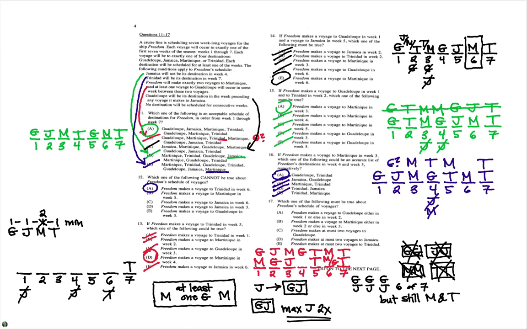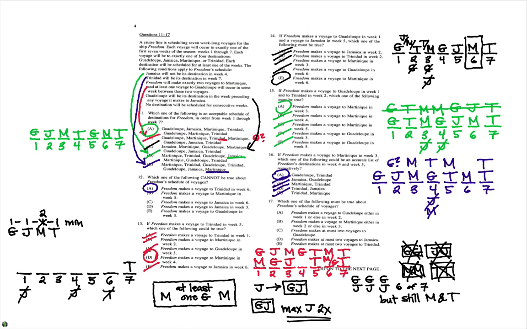But again, our strategy on a question like this would be, we would quickly scan the answers. So we would start with A, Freedom makes a voyage to Guadeloupe either in week 1 or else in week 2. Again, they're saying what must be true. So we would look back at our previous hypotheticals, question 11, 13, 14, 15, and 16 to see if we could disprove one of these statements. Again, if something must be true, then one counterexample would eliminate it as a possible answer choice. Unfortunately, when you look at our previous hypotheticals, we have Guadeloupe in either week 1 or week 2 in all of them, so we can't eliminate A.